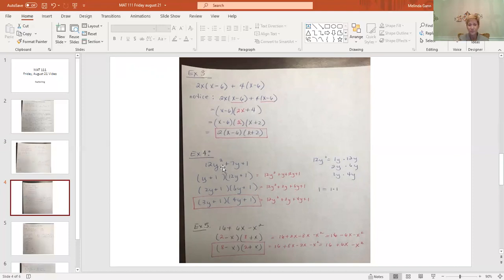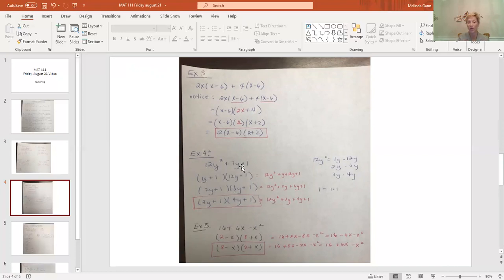Now this one is a little more complicated because there are lots of ways of getting a 12y squared. You could do a 1y times a 12y, or you could do a 2y times a 6y, or you could do a 3y times a 4y. So I wrote all those possibilities on my paper first. I put a y plus and a 2y plus and then left the numbers blank. Now, why did I know it was plus?